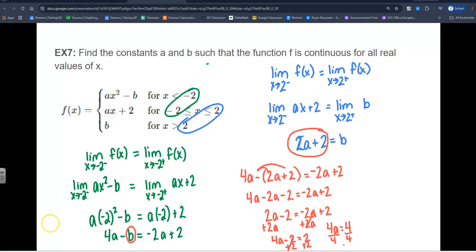What do we finally get for our a? So there's one part of our answer. We also need a b. We can plug it back into either equation, it doesn't matter, but I would pick the 2a plus 2 because it's shorter, right? So I can say 2 times 1 plus 2 is going to equal my b, and that is going to give me 4 for my b.